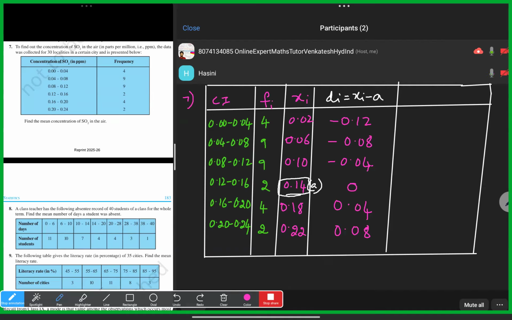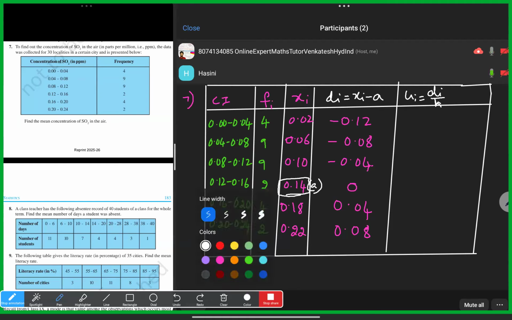Now we'll go for the step deviation method. The advantage is that the decimals will go. How the decimals will go, I'll explain with the decimal division clearly in some other class. If you didn't understand how these decimals will go, I'll show you one of them now. So ui is equal to di by h.